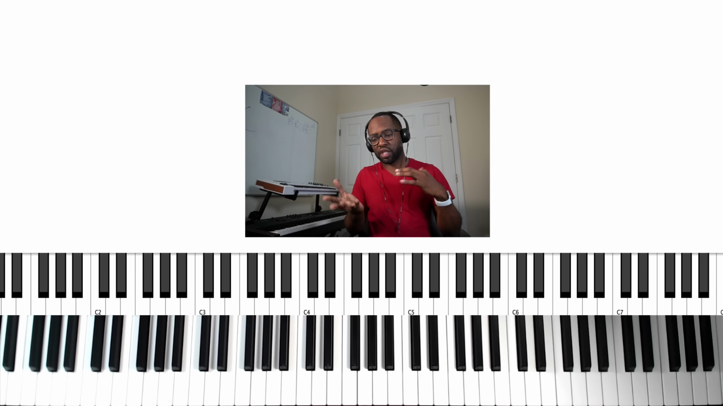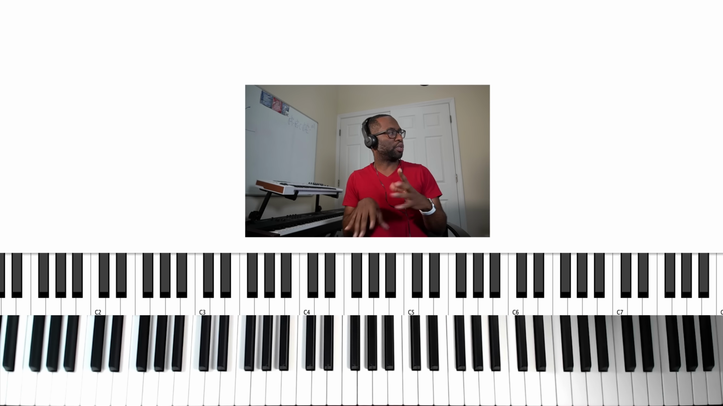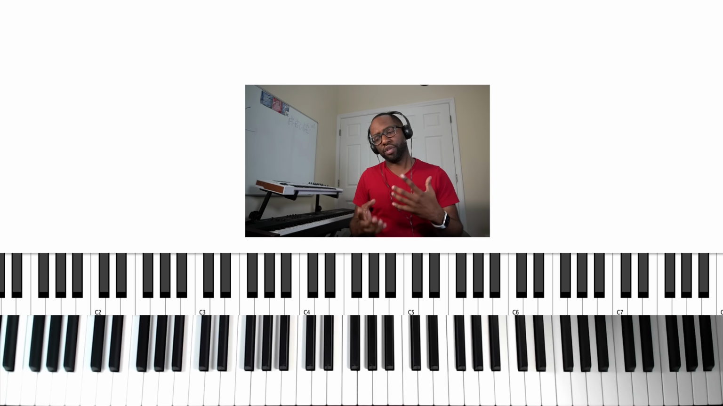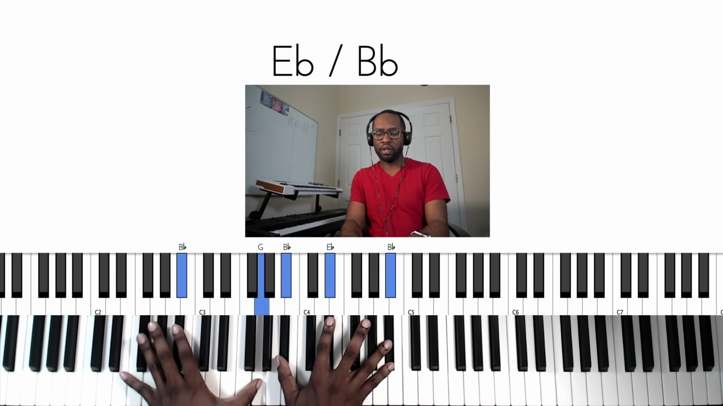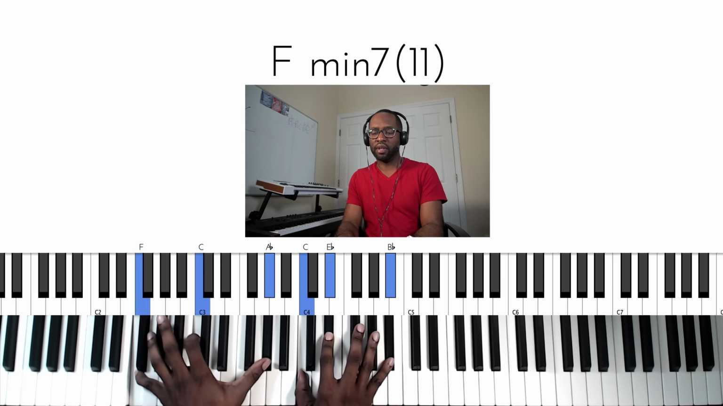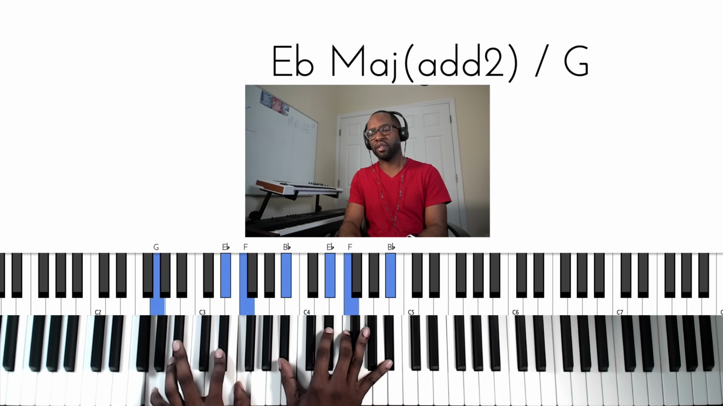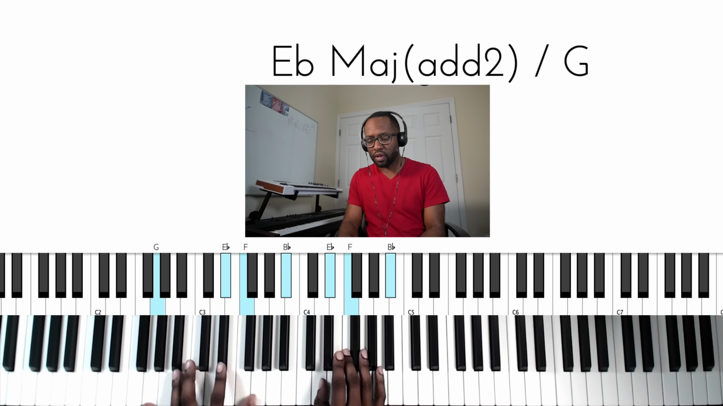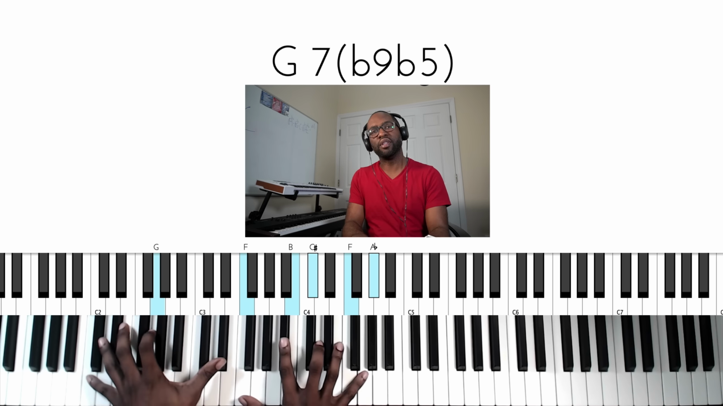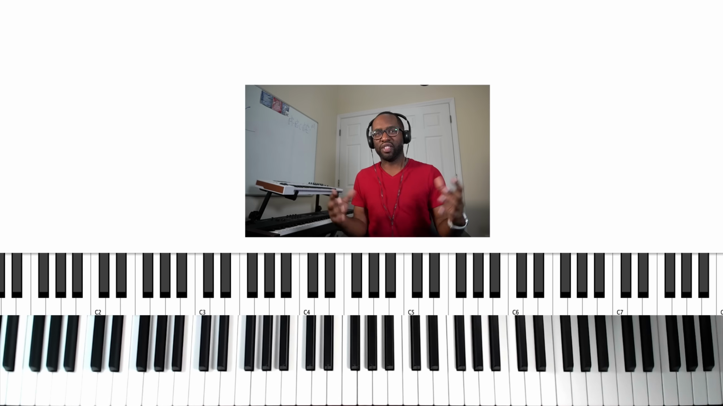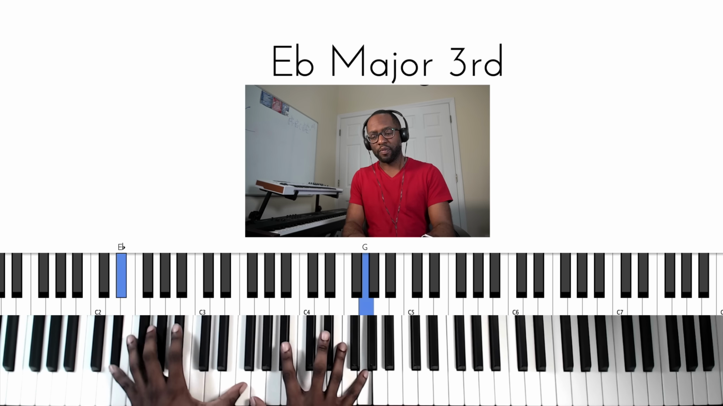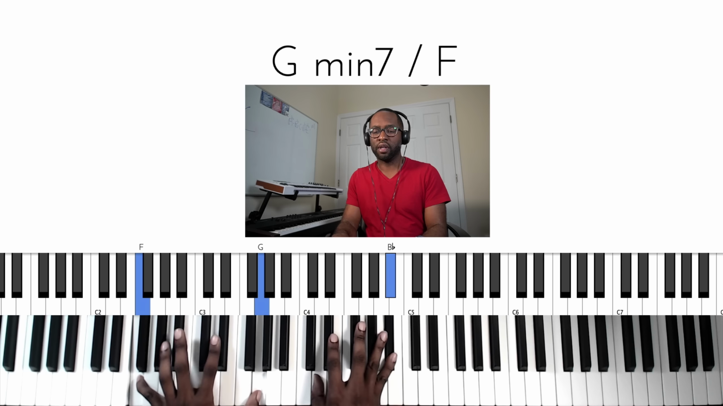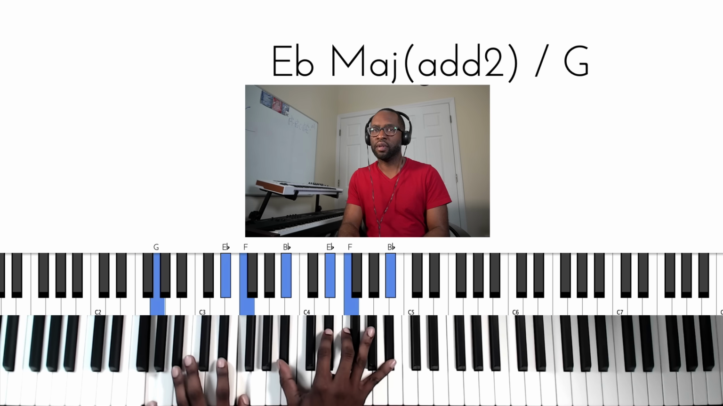So now that I showed you how to voice it and how to form it, let's see where we could use it in a gospel song. Blessed be the name of the Lord. Remember that song? Ooh, did you like that voicing there? That was actually the flat 9, flat 5. Blessed be the name of the Lord.